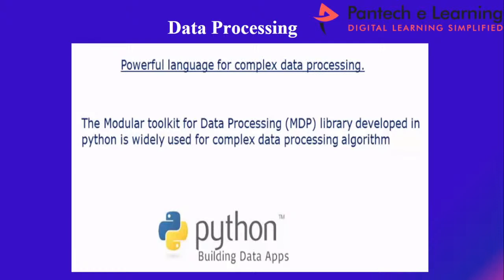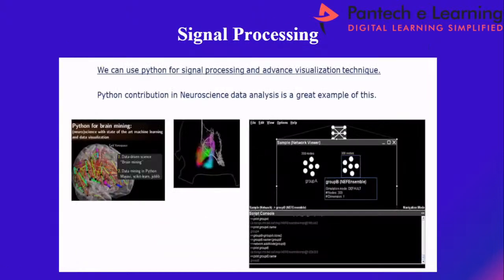For example, it can be used for complex data processing tasks. It contains the MDP library, the modular toolkit for data processing library, which is developed in Python. It is used for performing any complex data processing algorithm, so this is one important library. And signal processing tasks: for example, for doing any kind of neuroscience data analysis, signal processing. In the medical field, if I want to analyze some brain signals and come up with some important prediction result, it has an impact in signal processing tasks.